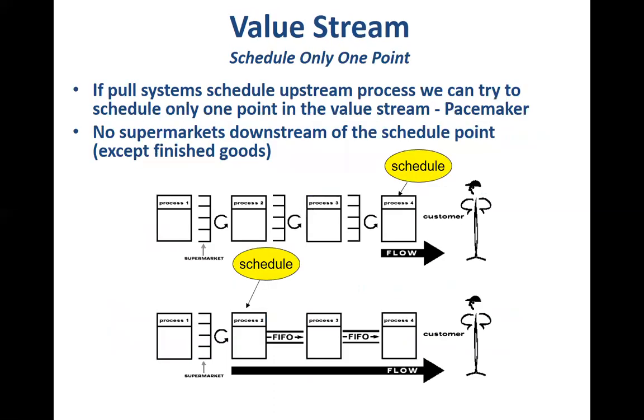Now, in value stream mapping, the other thing we have to keep in mind is that we don't want to schedule every single process like we saw in the current state map. We want to schedule only one point. Now, if pull systems schedule upstream processes, we can schedule that one point in the value stream, which we call the pacemaker process. And the idea is that there will be no supermarkets after that scheduling point or after the pacemaker. So the only supermarkets that we will see in a value stream will be upstream from that pacemaker process, wherever that pacemaker process has been established. So we will take a look at that as we go forward.